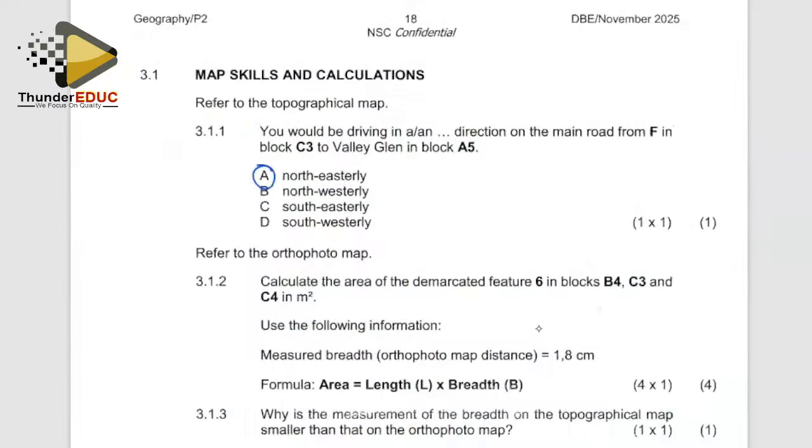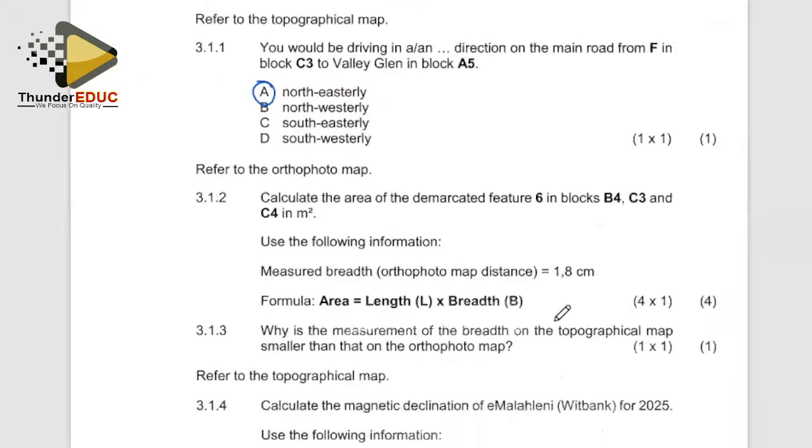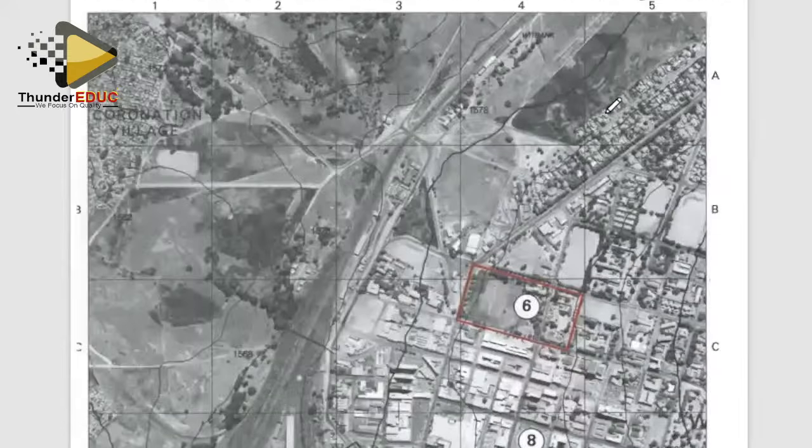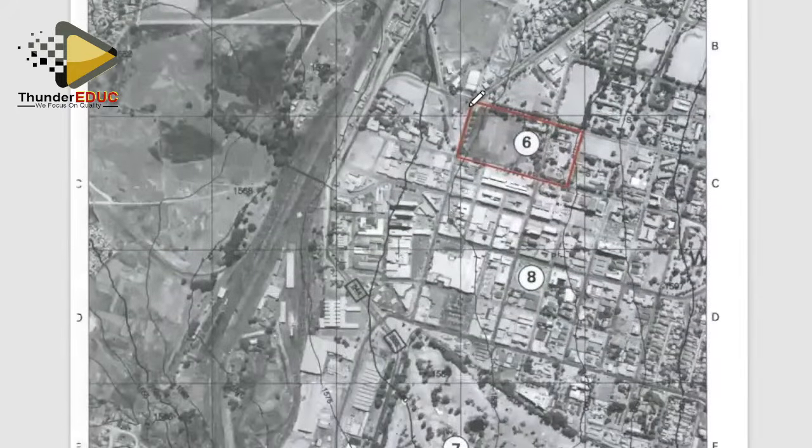That is the direction. Refer to the orthophoto map, calculate the area of the demarcated feature 6 in blocks B4, C3 and C4 in square meters. And we are told that the breadth of the area is 1.8 centimeters. This is an extraction from an orthophoto map. Right, we are looking at this area here. This is the demarcated area, the red demarcated area labeled 6 on the orthophoto map. We can see the demarcation there.